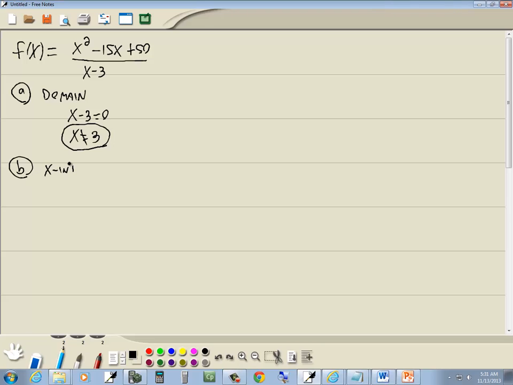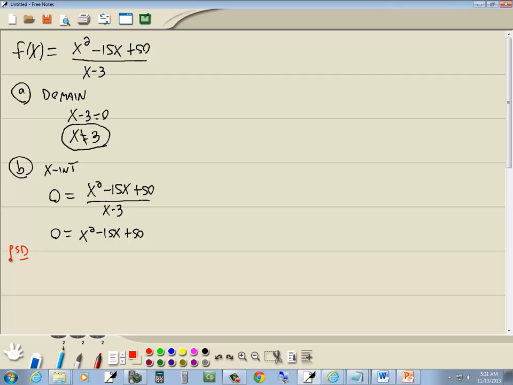Second thing we want to find is the x-intercept. You always plug 0 into the other variable. So if we're finding the x-intercept, we're going to plug 0 in for y. Remember, f of x is the same as y. So we got 0 is equal to x squared minus 15x plus 50 over x minus 3. Whenever you have a single fraction equal to 0 and you're solving it, you set your top part equal to 0. So we've got x squared minus 15x plus 50 equal to 0.